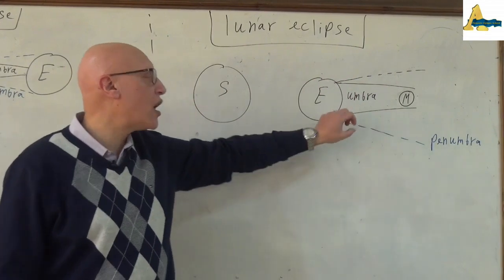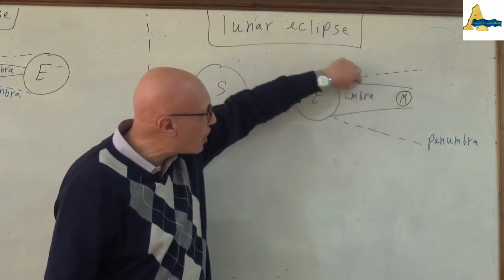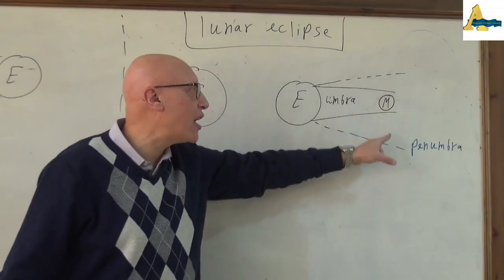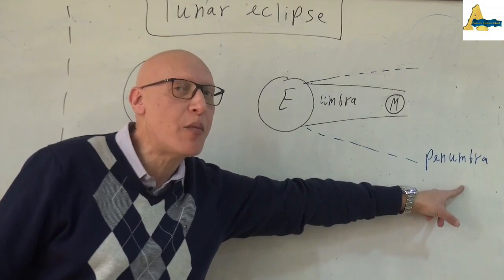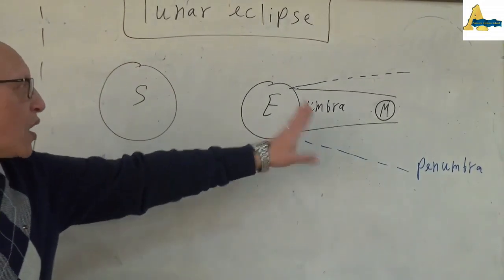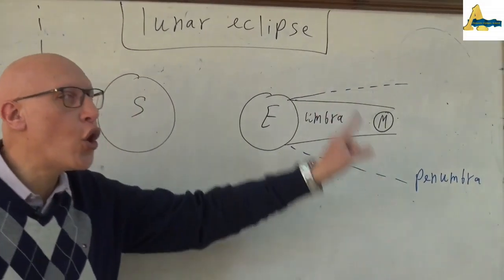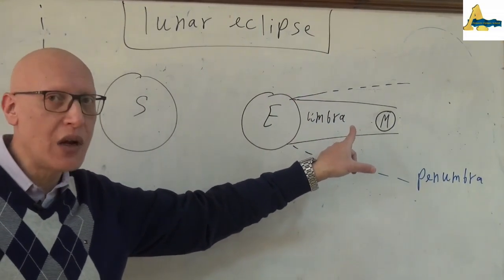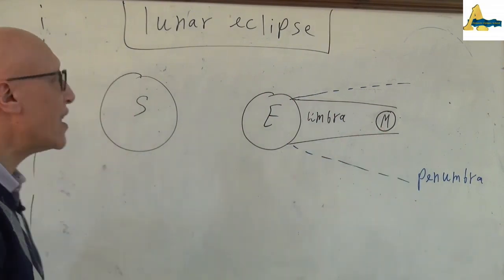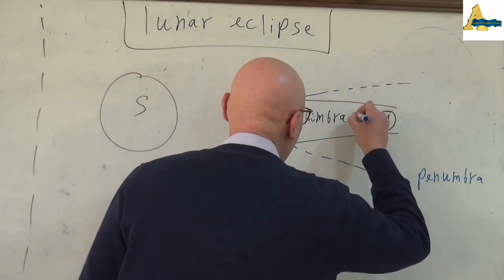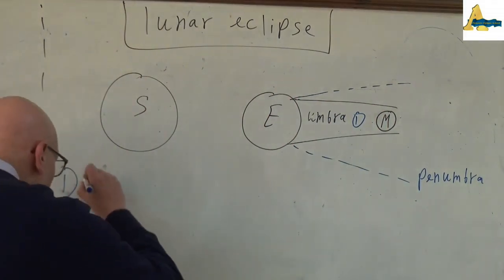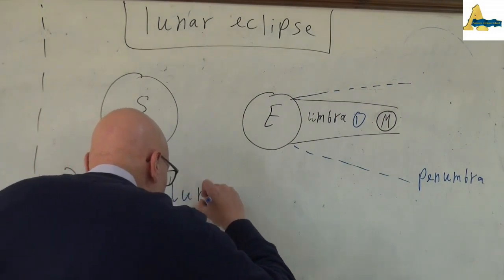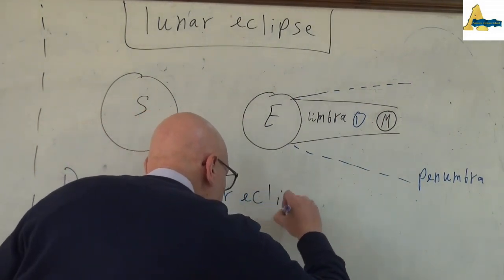And as you know, we are going to have a dark inner shadow here, which is known as umbra, and an outer faint shadow here, which is known as penumbra. Number one, when the moon, the whole moon, is in the umbra area, this is the first type of the lunar eclipse, which is known as total lunar eclipse.